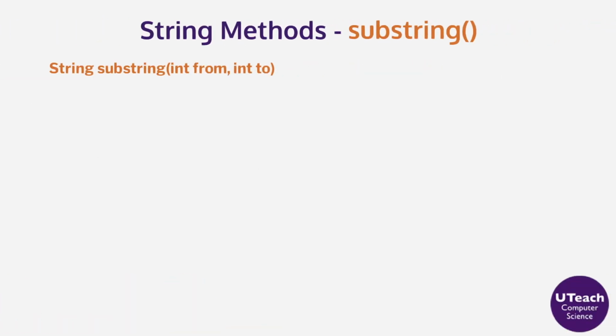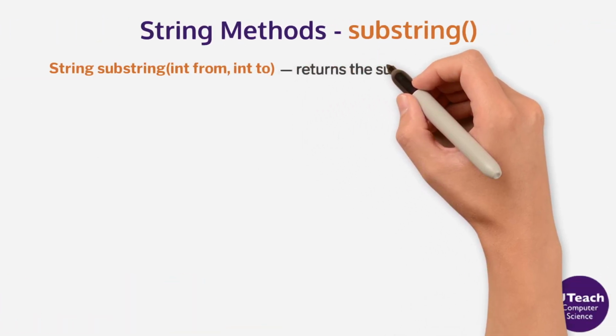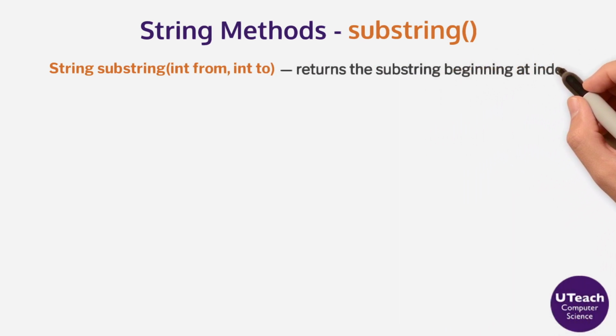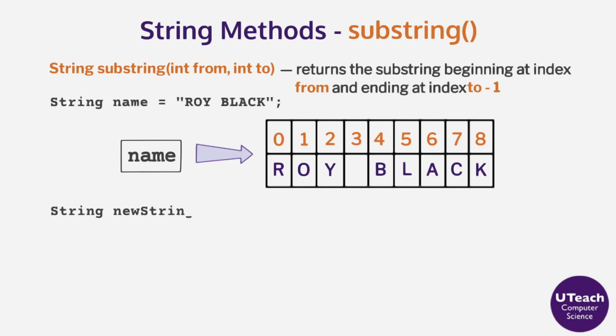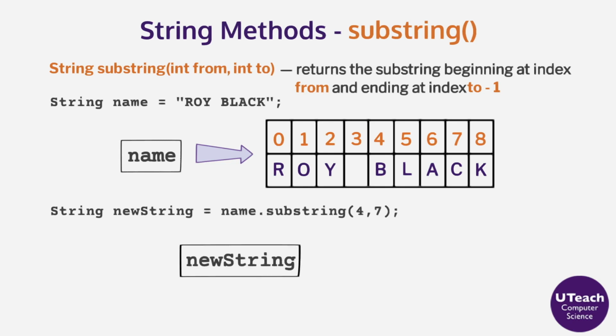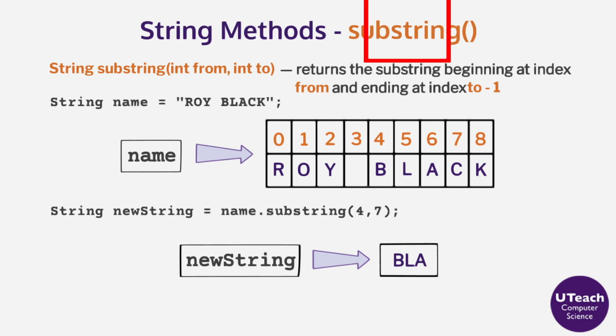The substring method with two parameters returns the substring beginning at index from and ending at index to minus 1. If this code statement executes, a new string object called newString is instantiated with the value of BLA. The parameters of 4 and 7 indicate to start at index value 4, which is B, and grab the characters up to but not including the index value 7, the characters at 4, 5, and 6, which are BLA.